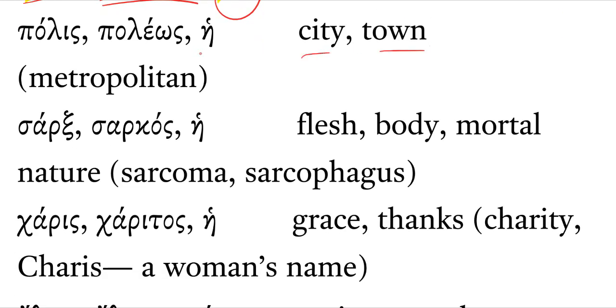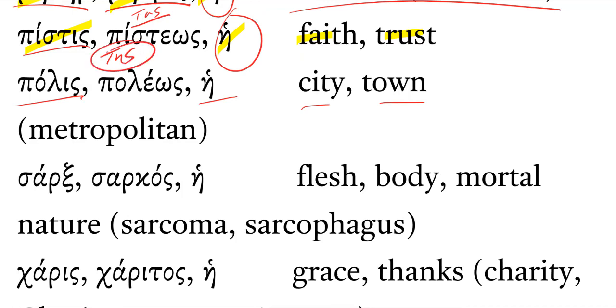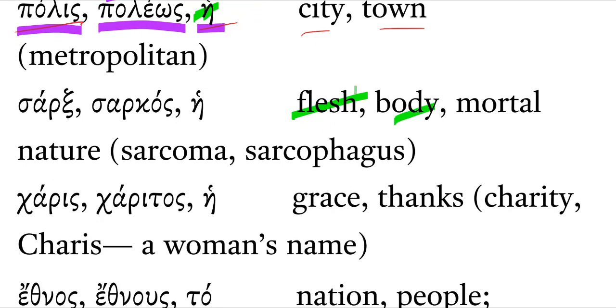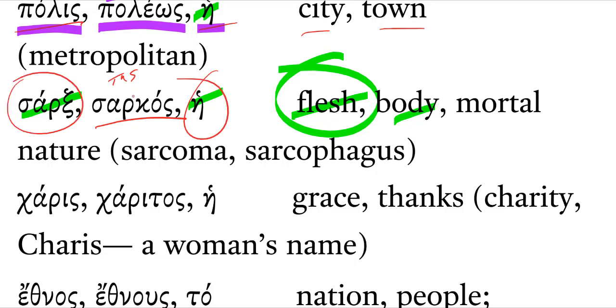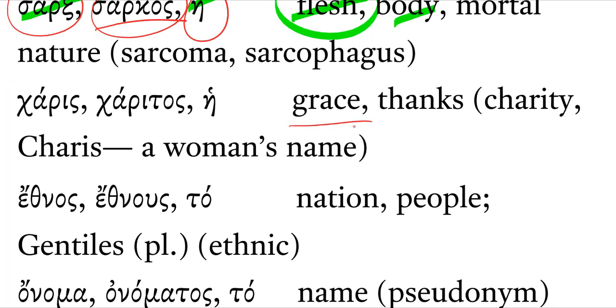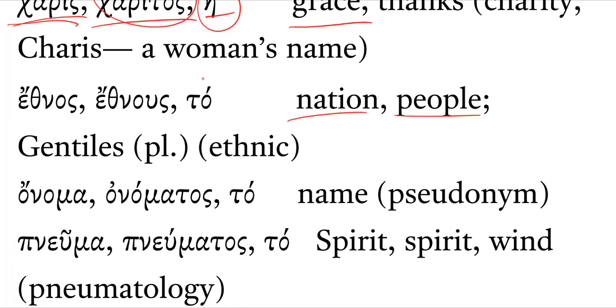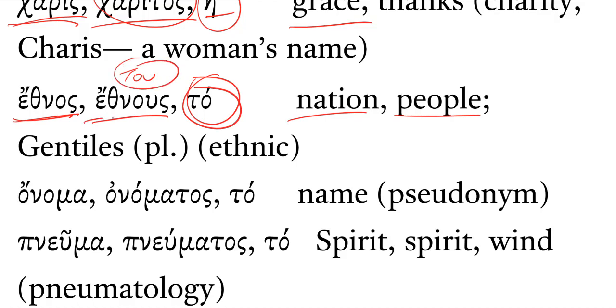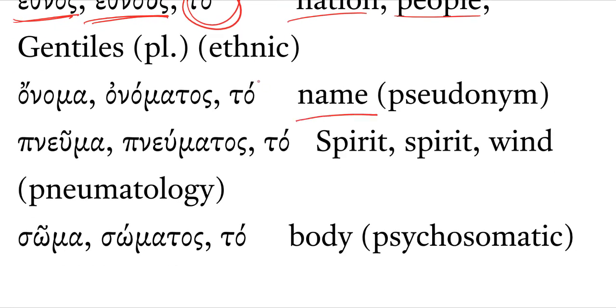The word for city or town. He polis tes. I'm just trying to show you that I'm throwing the appropriate article here because it's a feminine noun. We're using the feminine article. So he polis tes poleos is the word for city. The word for flesh or body, right, flesh. He sarx tes sarkos. He sarx tes sarkos. The word for grace. He charis tes charitos. He charis tes charitos. The word for nation or people. To ethnos tou ethnous. To ethnos tou ethnous, right? Nation or people.